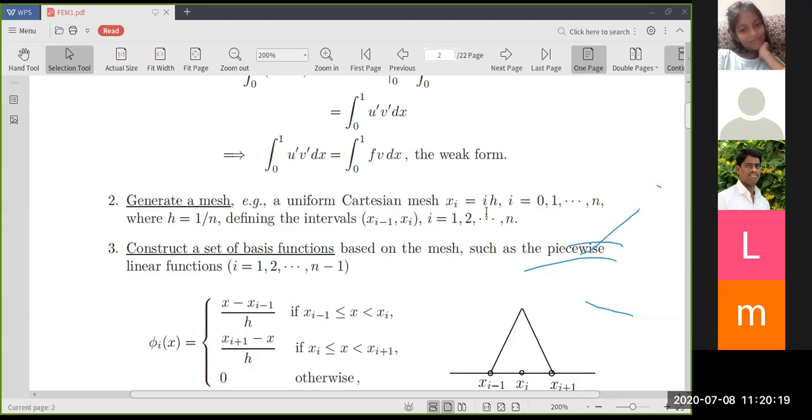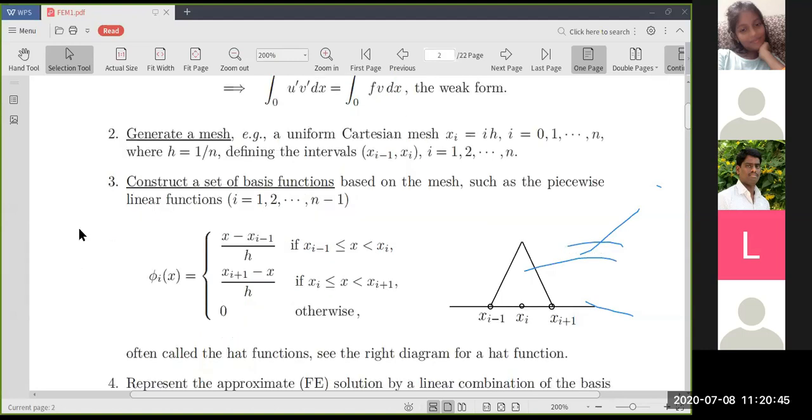When i is 0, this is x naught, and x naught is 0. When i equals 1, x1 is h, etc. When i equals n, xn becomes nh. So we are partitioning the interval into several points. The terminology used for this is mesh. Along with the mesh points, we call the entire domain the mesh. Now, construct a set of basis functions.